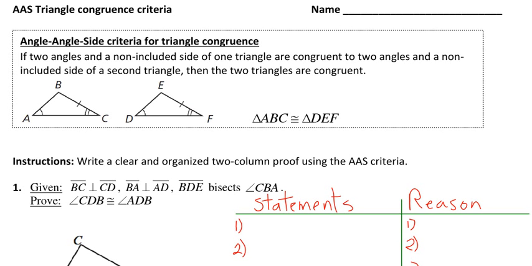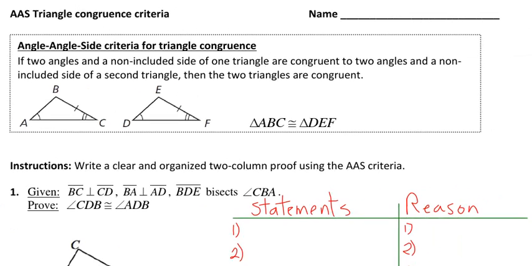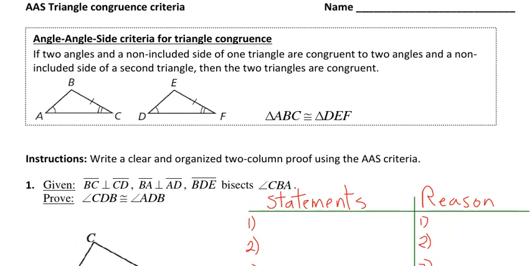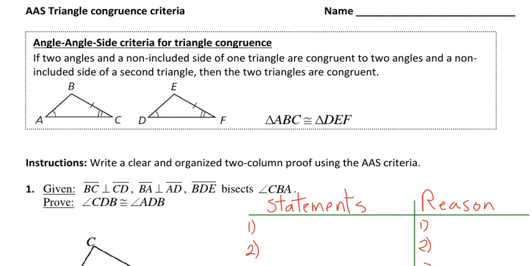This criteria is really coming from angle, side, angle, because notice that if the two triangles have two angles that are congruent, then the third angles must be automatically congruent. Like angle B is automatically congruent to angle E.